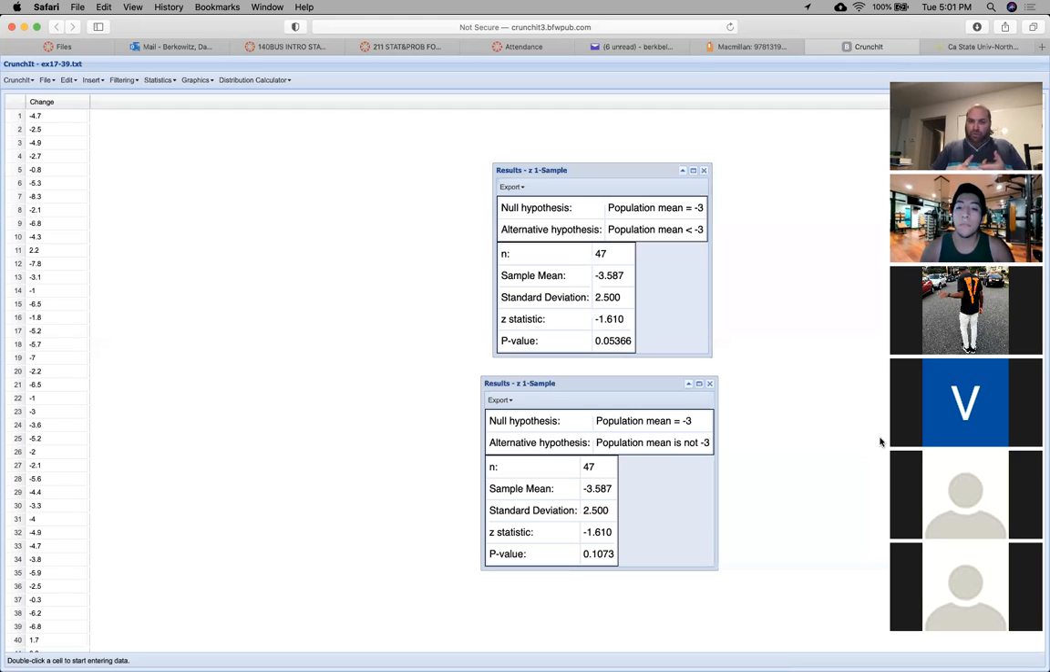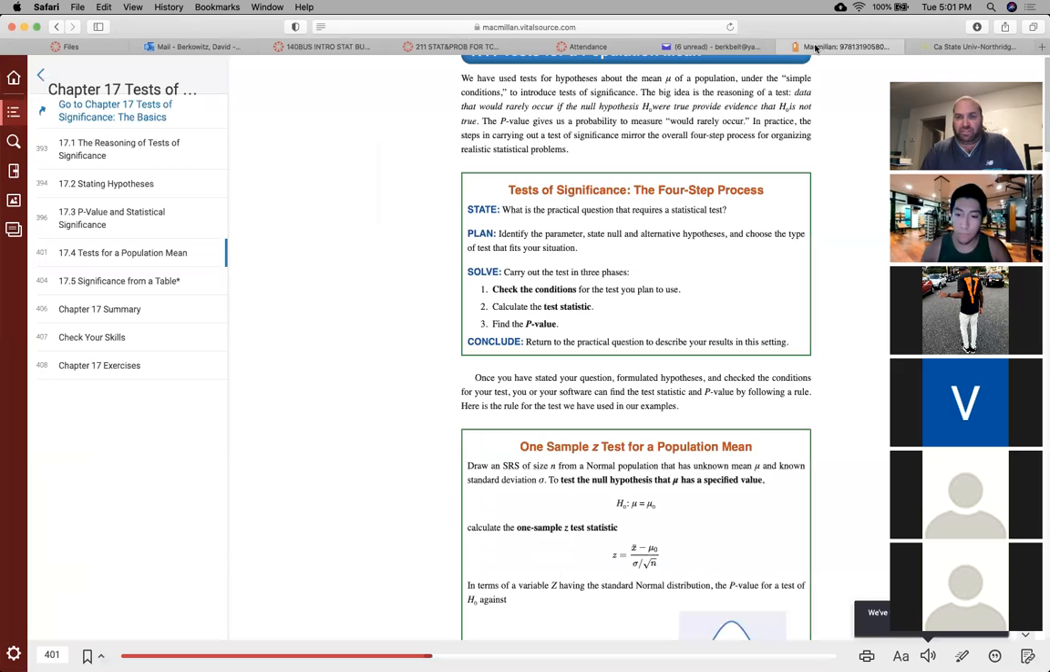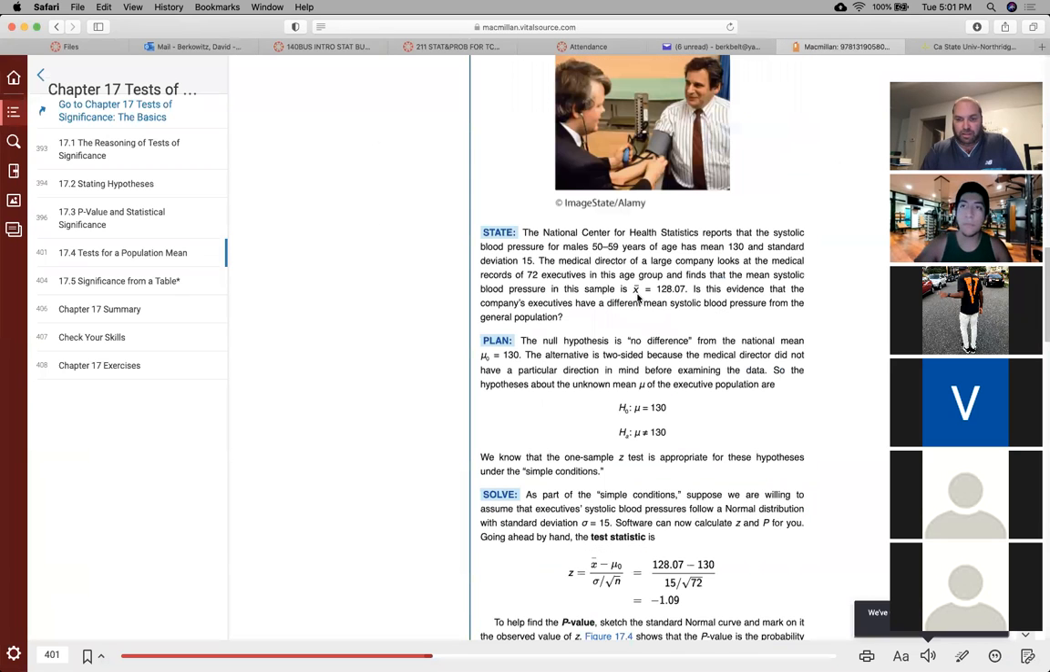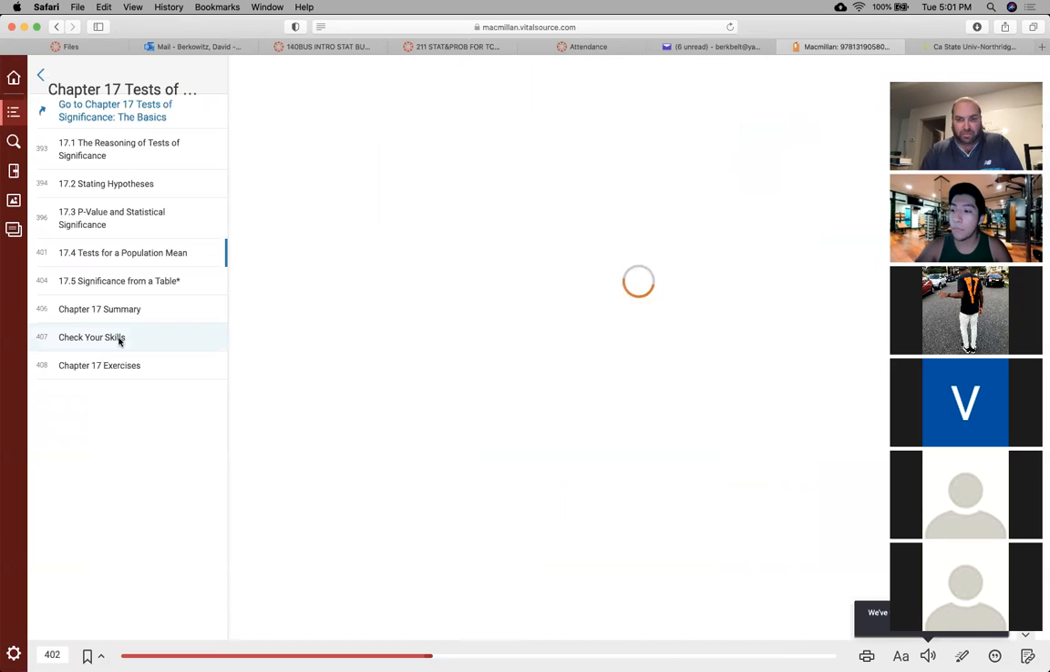So Crunch will give you both the Z-statistic and the p-value. Two different approaches, or two different things. You need the Z-statistic to get the p-value. Let's see what other ways of testing my skills I can come up with here.